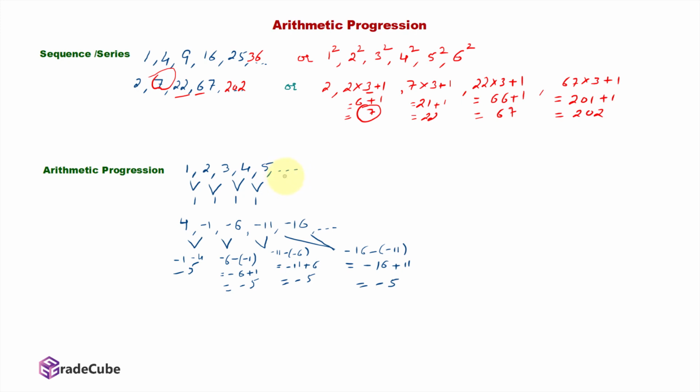If there are no dots in the series, then that series terminates there. For example, if I write 4, 6, 8, 10 and there are no dots, then this series has only 4 terms. Hope you understand this concept. Now we will come to the next part.